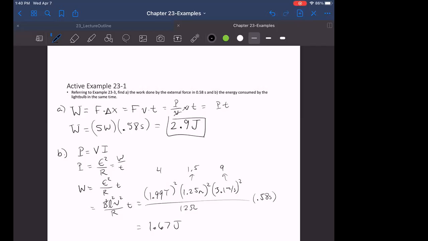4 times 9 is 36. Divided by 12 is 3. 3 times 1.5 is 4.5. And then we're taking 60% of 4.5. That should be up near 3, right?